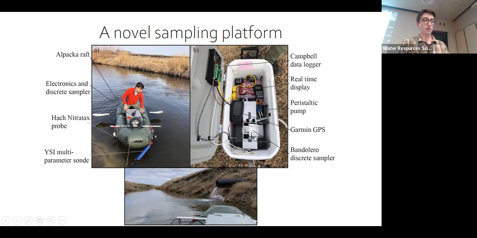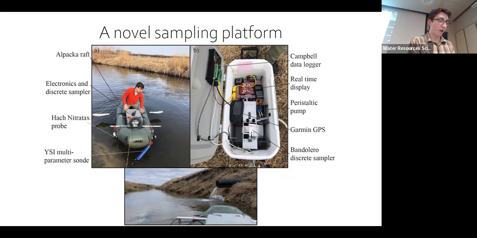In addition to these sensors that hang off of the boat, we have this thing called a Bandolero discrete sampler. It's a pretty cool device. So with the push of a button, we can activate this little peristaltic pump that's hooked up to a line running into the water and suck in a water sample. We can take those water samples back to the lab and use them to validate these sensor measurements or to measure things that we can't measure with the sensors, like dissolved reactive phosphorus, which I'll be showing a little bit of that data later on. So we have this ability to measure in these headwater agricultural streams.